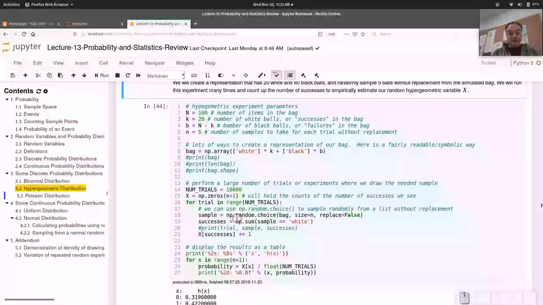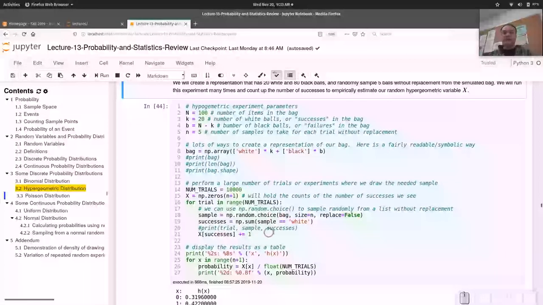Here's another useful function. There are a lot of useful functions in np.random. Choice allows you to sample from an array, like a NumPy array or a regular Python array, and you can sample with or without replacement. If you say replace is False, we'll be sampling without replacement, so our trials or samples are going to be dependent. And we sample n, where n is 5 here. We want to draw 5 balls.